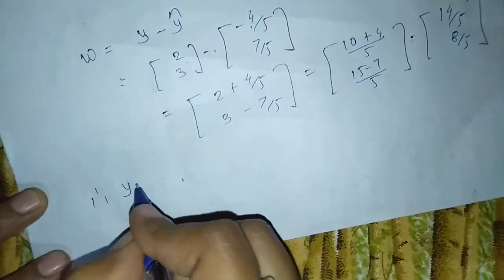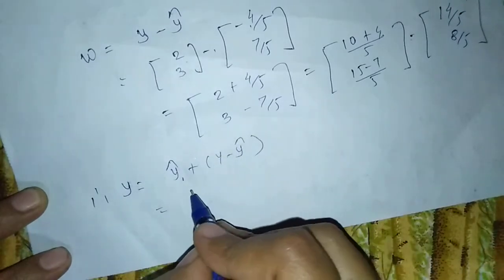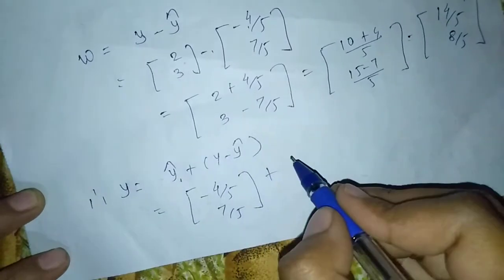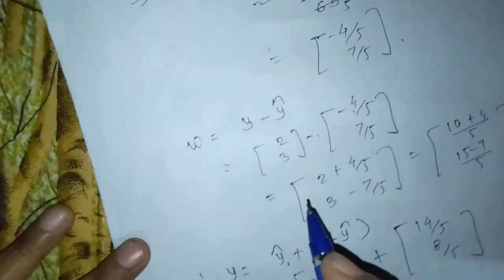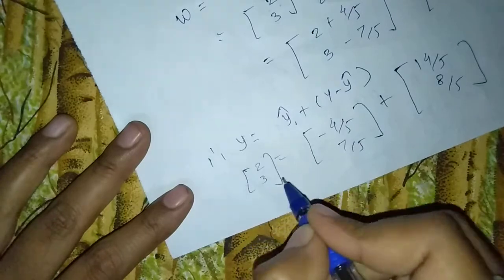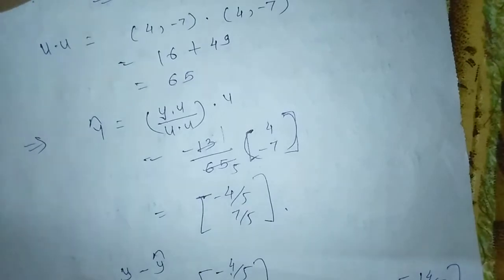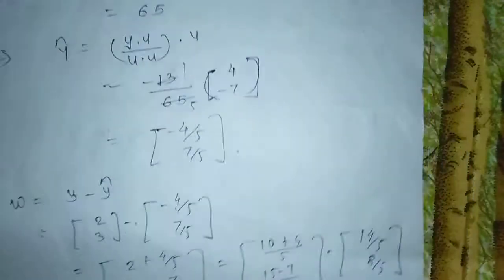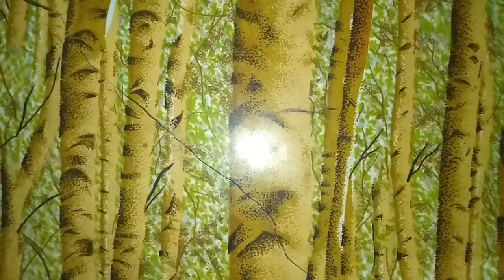Therefore, y is equal to y cap plus (y minus y cap). y cap is (-4/5, 7/5) plus (y minus y cap), which is (14/5, 8/5), and y is equal to (2, 3). So this is nothing but y as the sum of orthogonal vectors, one in the line through origin and u, that is in span u, and the other orthogonal to u. Okay, here we stop for this example.